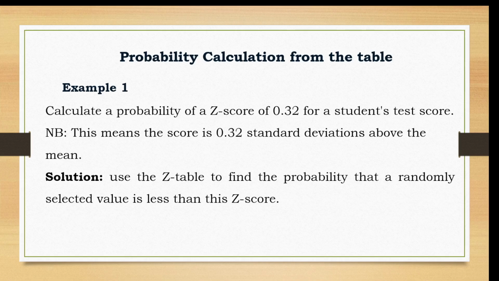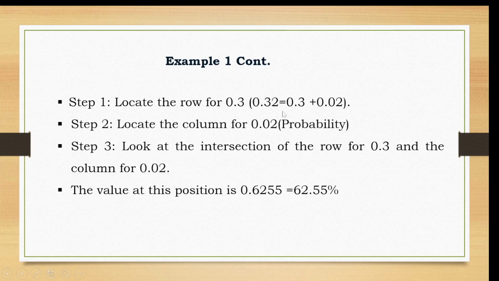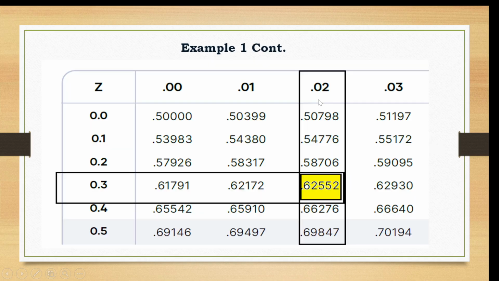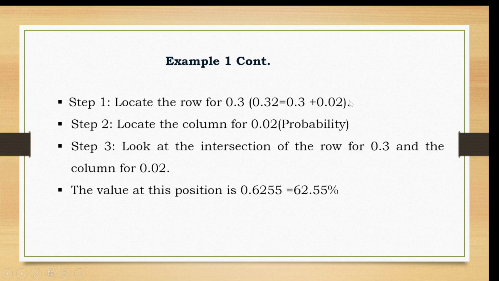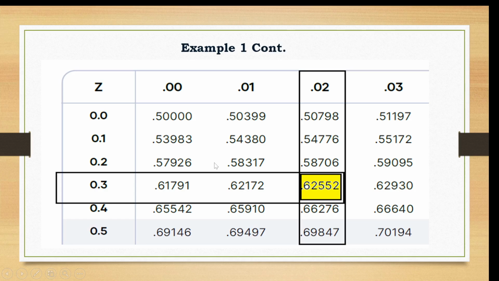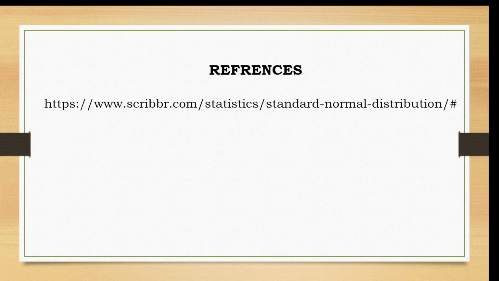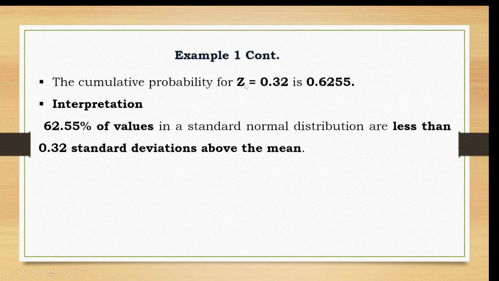Solution. We go to the table. First of all, 0.32 is equal to 0.3 plus 0.02. So we go to the table. You look at the column for the 0.02, and then you come down and look at the z-score, which is 0.3. The intersection here gives you the probability, which is 0.62552. Therefore, here, the probability is 0.6255, which is 62.55%.